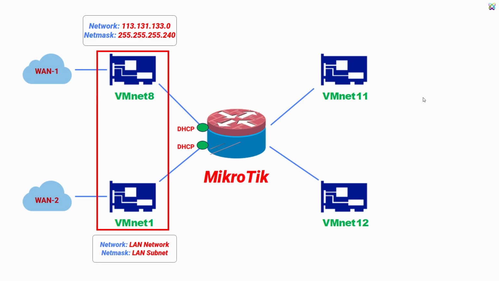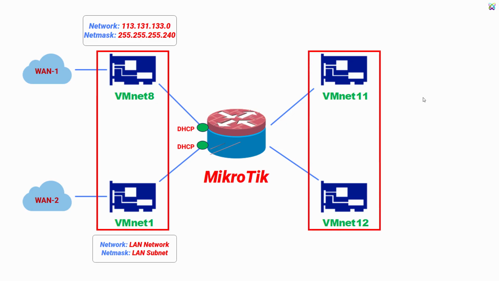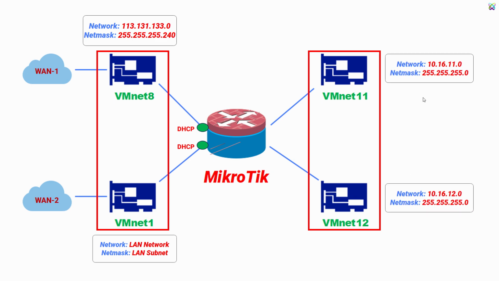Next, VMnet 11 will be used for LAN 11. VMnet 12 will be used for LAN 12. Both LAN networks will operate in host-only mode, allowing us to create separate internal network segments inside the lab environment. Unlike the WAN interfaces, these 2 LAN interfaces will be assigned static IP addresses directly on MikroTik, so they can serve as the gateway for devices in each LAN.